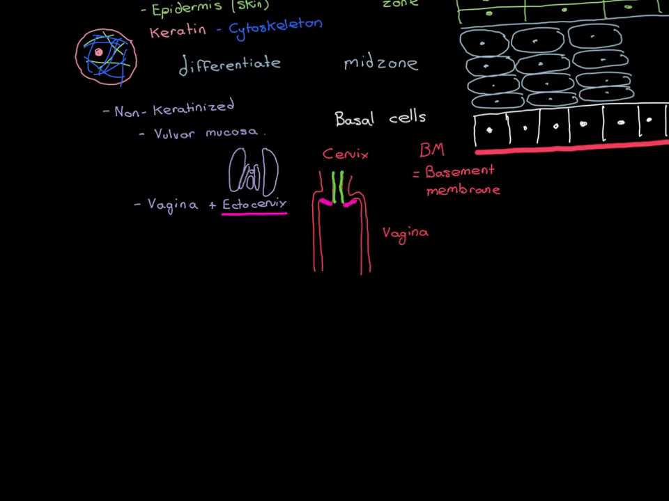Okay, so let me just get the thin pen back. So those are examples of non-keratinized squamous stratified epithelium. Let's now do some more examples. The male external genitalia also has a portion of non-keratinized squamous stratified epithelium. So the fancy word for this portion is the preputial mucosa. And this is the inside lining of the foreskin. So prepuce is the fancy word for the foreskin.